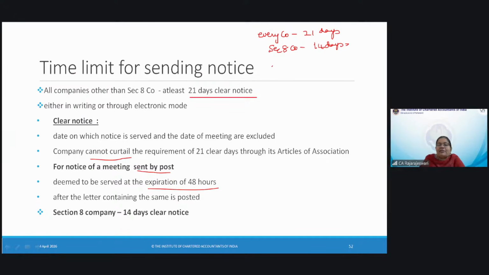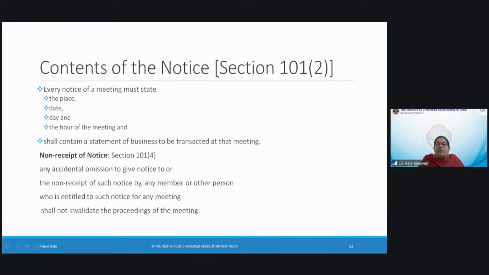Now it is given even through electronic mode. Now they don't physically send it. They will attach the web link of the notice and send it to the email ID, and they will also post it on their website. That is there. Then, what are the contents of the notice?